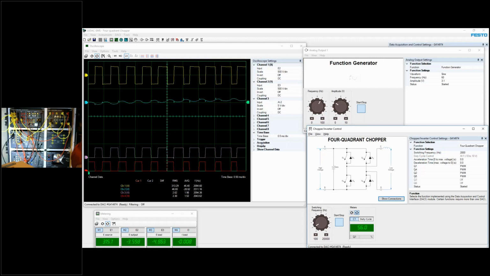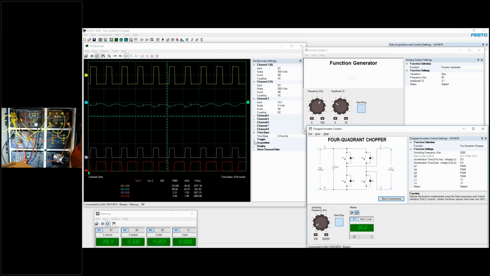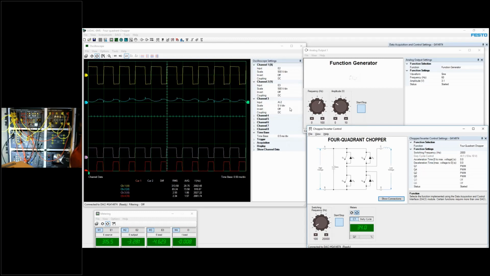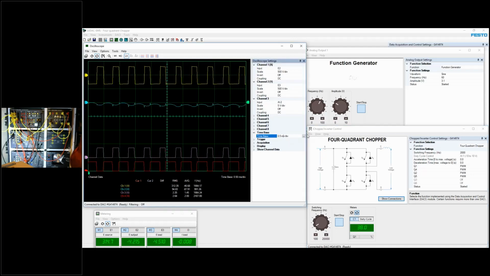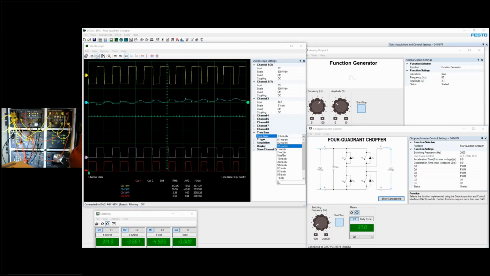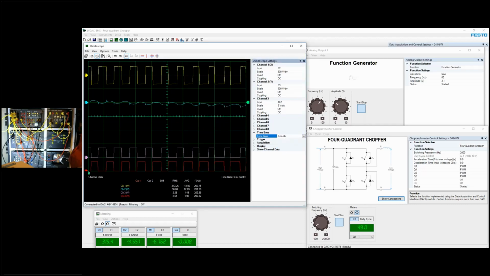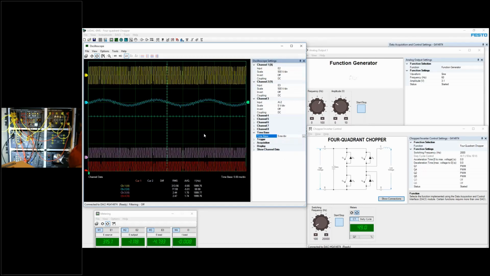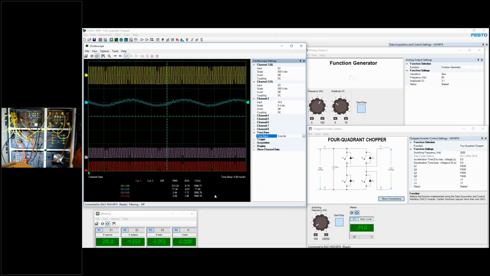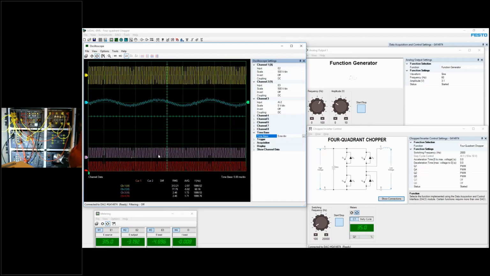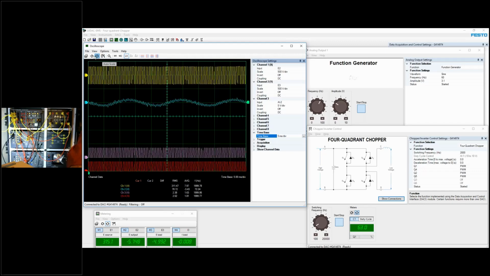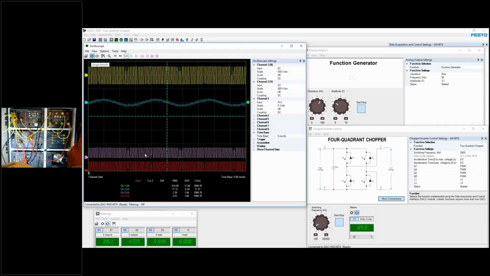Okay, so now I will change my time division to go up to 5 milliseconds per div. And there you go. You can see that right now I zoomed out a lot to be able to see multiple cycles of the triggering signals. If I do a single capture here, it will be easier to analyze.